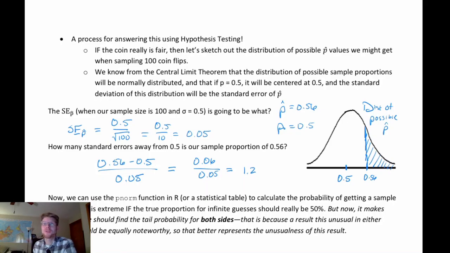However, this is a case where it might make more sense to actually calculate what's called a two-sided p-value or a non-directional p-value.